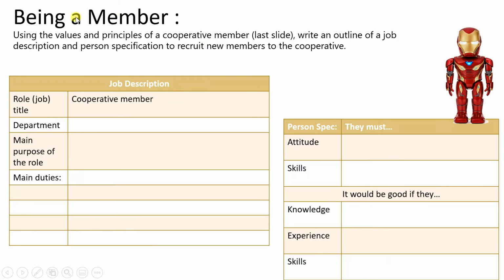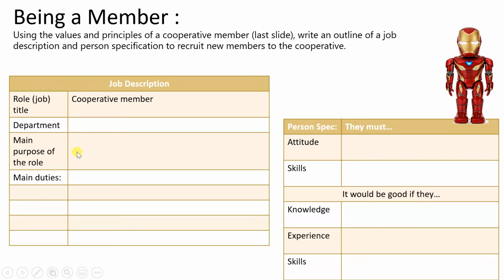Being a member. Hopefully you've arrived at this slide having listened to and read slides 7 and 8 talking about the values and principles. We're going to use the values and principles on those last two slides to now actually write an outline of a job description and a person specification. So I've kept the tables very similar to the ones you've seen on the last slide, so you know that you're using job descriptions and person specs. So your job now is to use that discussion on the last slide when I showed you how to link the values and principles to how you would write them into the person spec and job description.